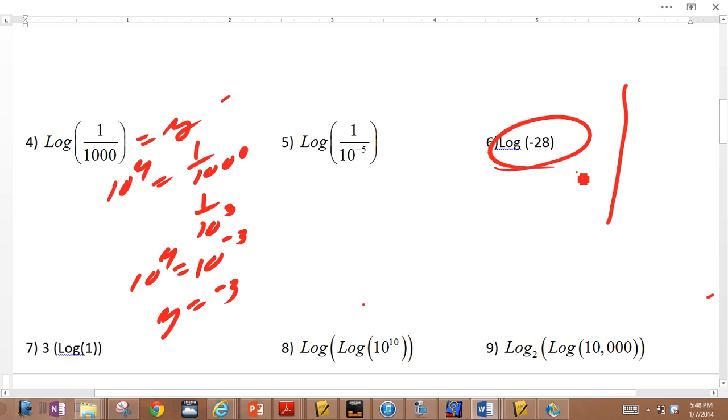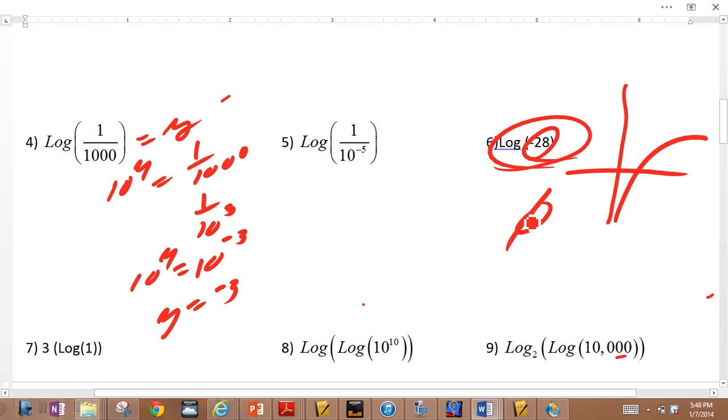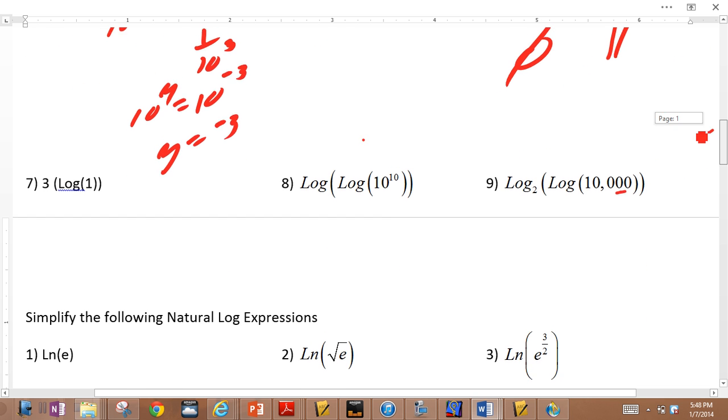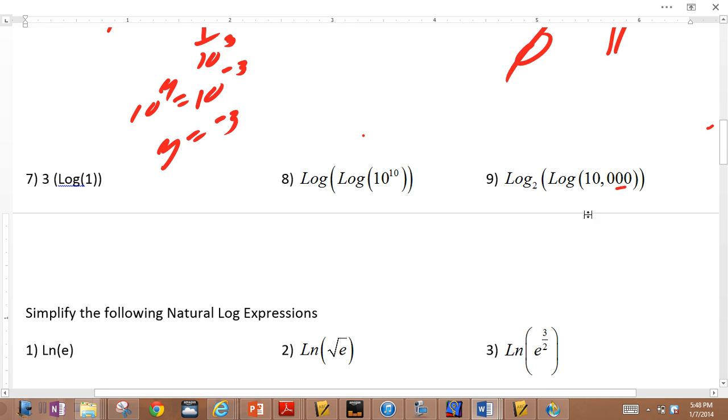Hey, the log of a negative can't happen. Remember what the graph of a log is? All logs have this graph. The x values, the domain, are only positive. You can't take the log of a negative number, so the answer is the empty set. Same reason. All right, let's go over here. Log of 1: when you have a log graph, the x value of 1 gives you 0. So that's 3 times 0, which is 0.